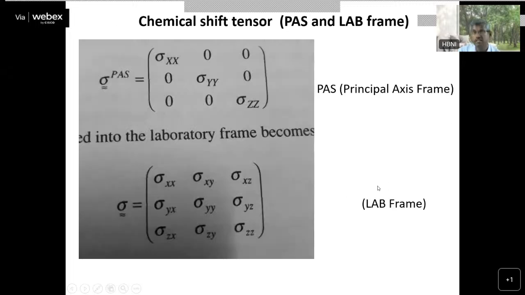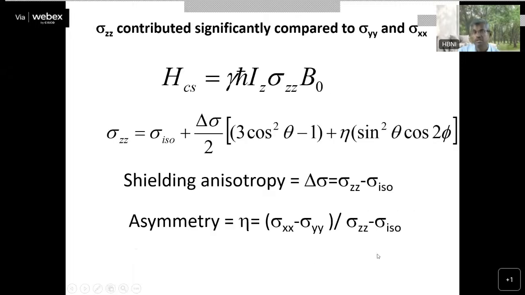What is sigma zz? Sigma zz is nothing but this component. By convention, sigma zz is the highest number, then comes sigma yy, and then comes sigma xx. So sigma xx is the lowest number, by IUPAC convention. Sigma yy is the next highest number, and sigma zz is the highest number. That is why here we have taken sigma zz minus sigma isotropic. So delta sigma is the anisotropy parameter, which is nothing but sigma zz minus sigma iso.